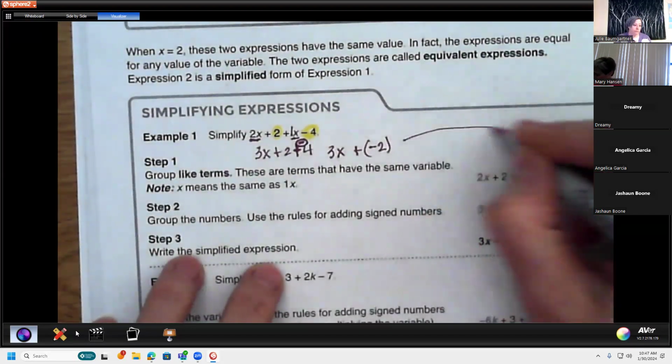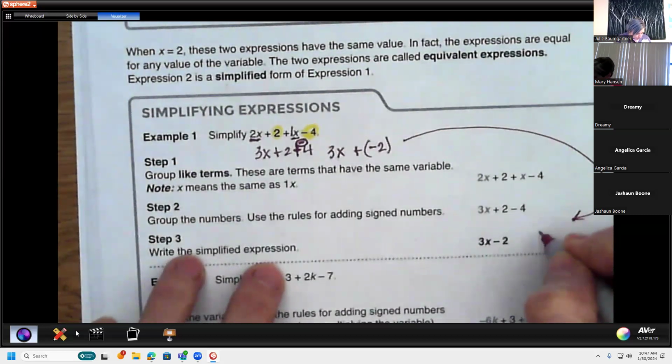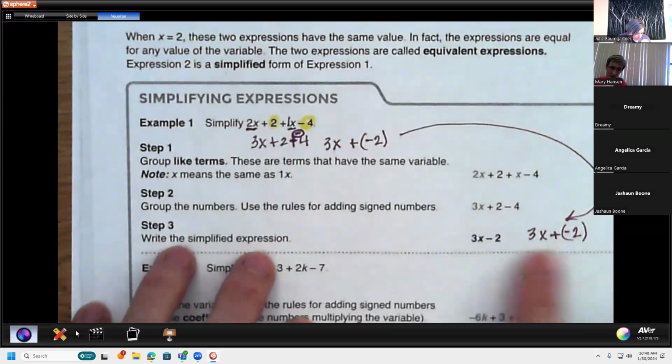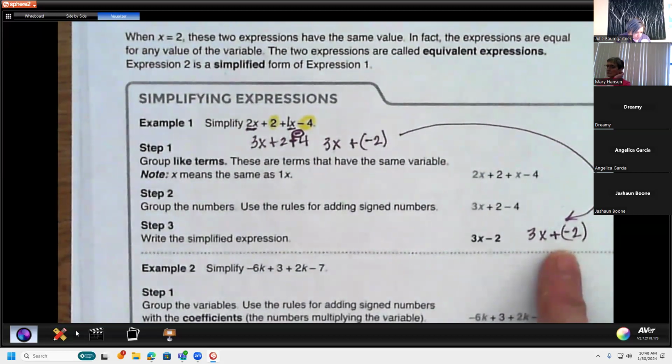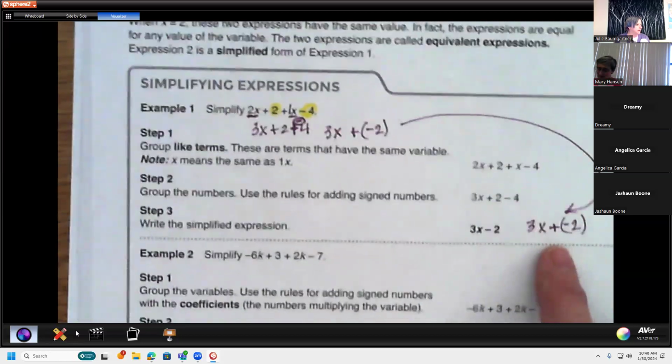Now, if you look, the answer they wrote down looks a little different than mine. Are these the same answer? No. Okay, they look different, but the question is, are they equivalent? 3x - 2 versus 3x plus -2. Are those the same? Did I misspeak? No. Okay.